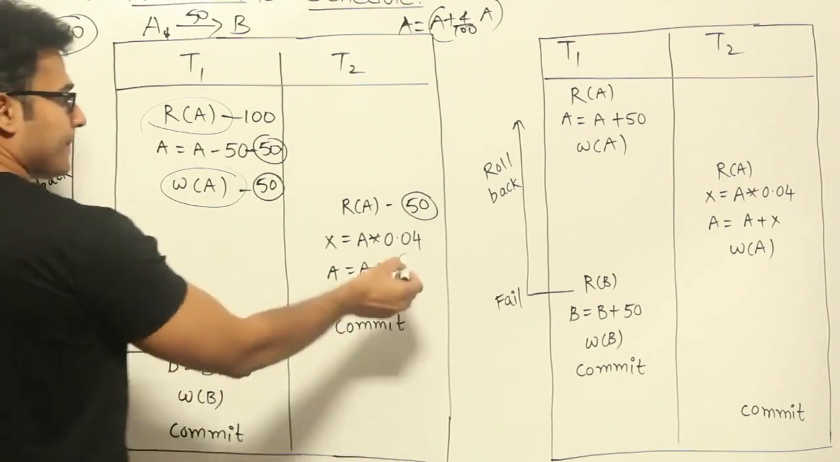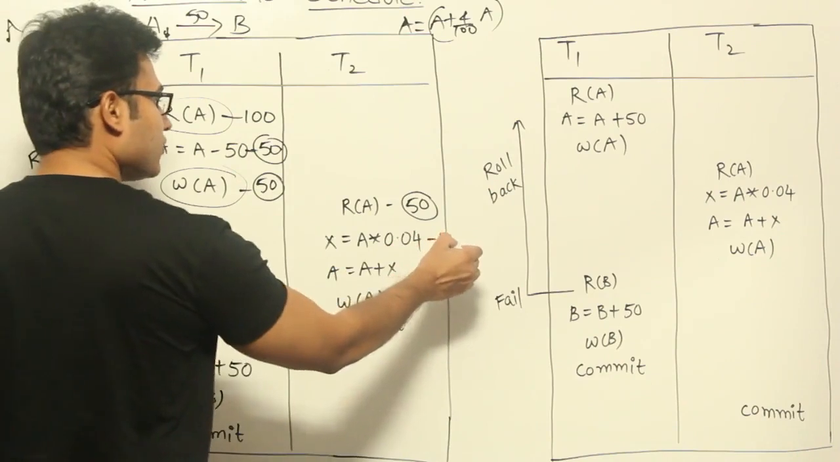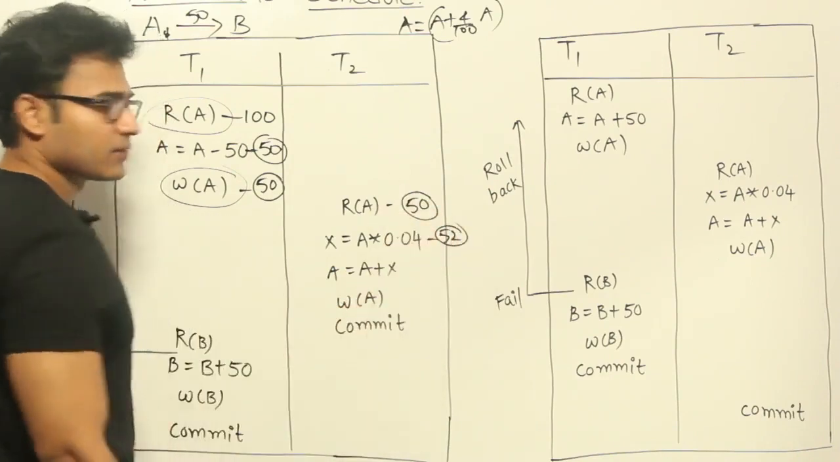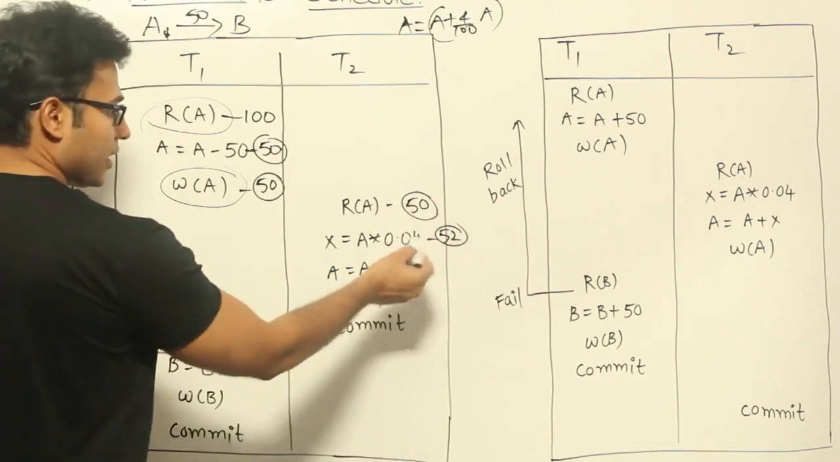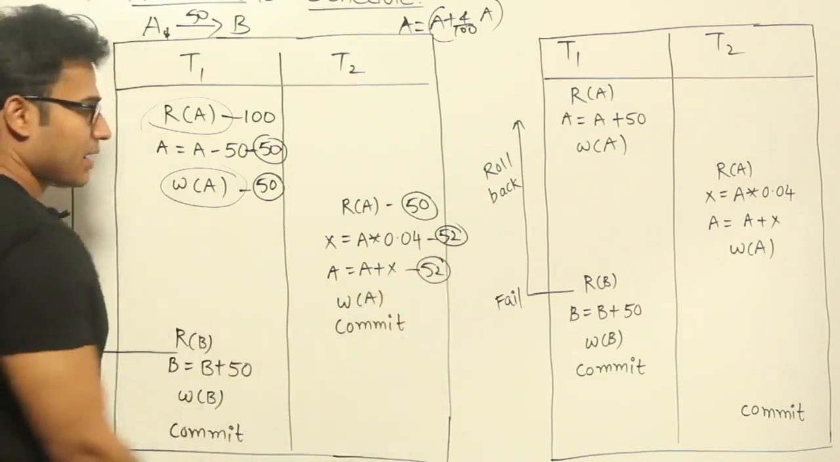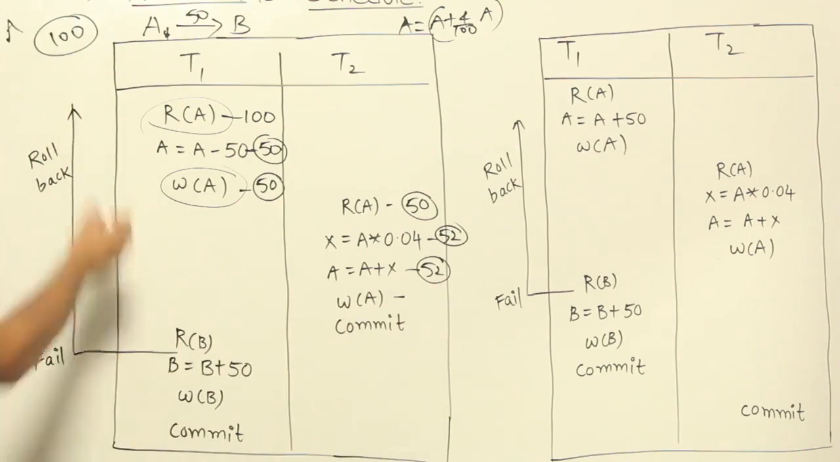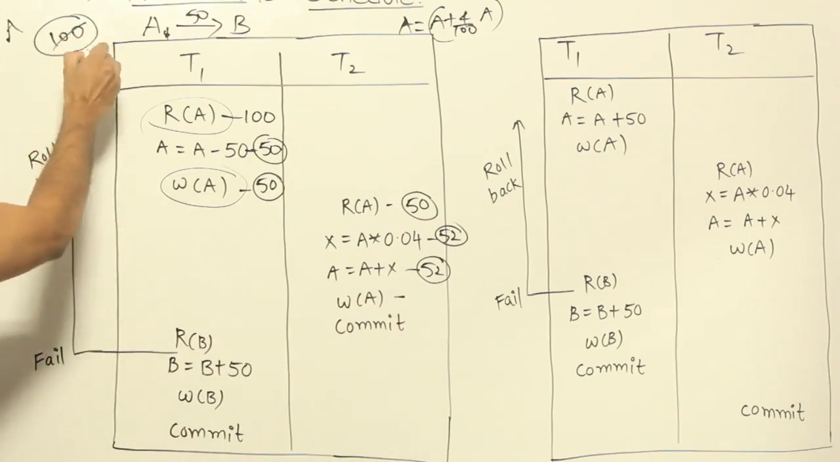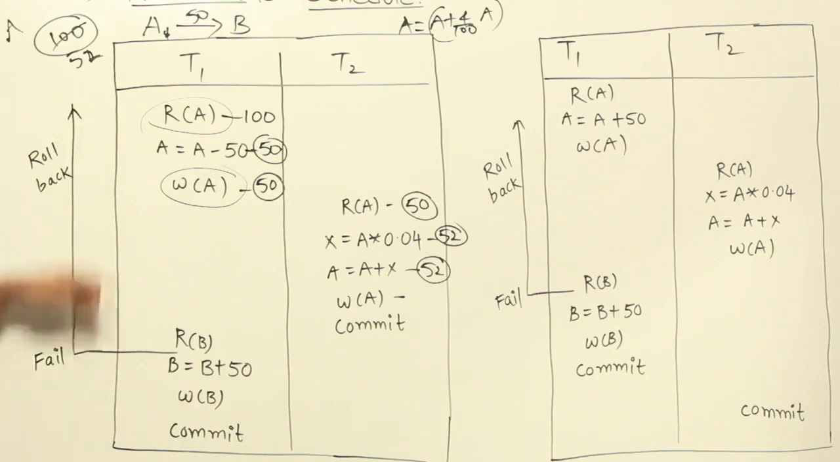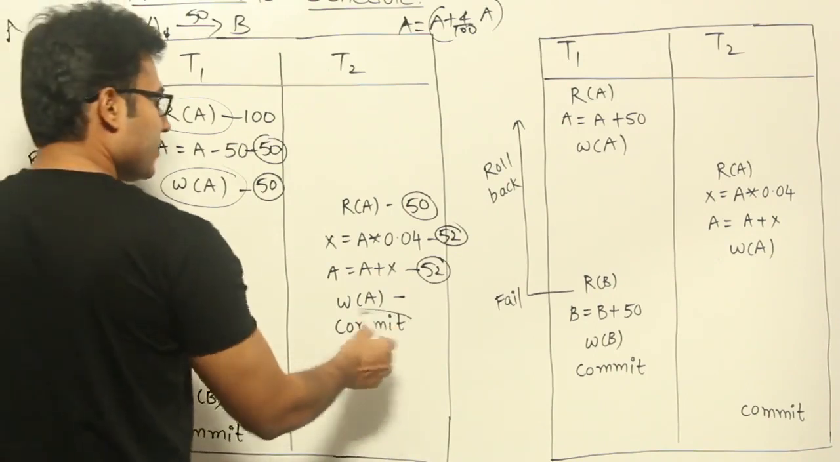And now it is going to increment it by 4%, which means it made it 52, right? A's value is going to be 52, and it is going to write the value of A to the database, which means in the database its value is now 52. Earlier it was 50, now it is made 52. Initially it was 100, then it is made 50, now it is made 52, and now it is saying commit.